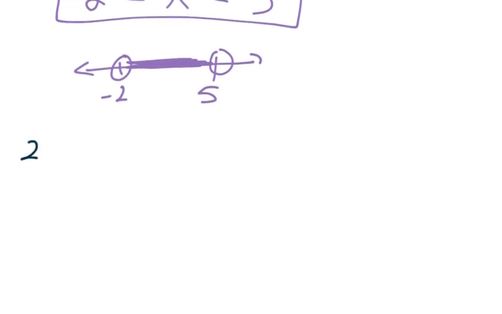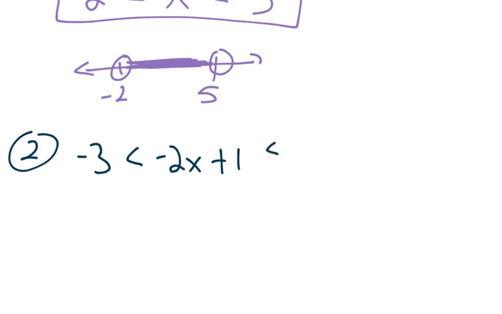Let's try another one here. Number 2. We're going to have -3 is less than -2x plus 1 is less than or equal to 9. So this is what I was talking about earlier. Rather than split this up into two separate longer inequalities, because if we cover up this stuff over here and just look at the red one, we'd have to subtract 1, then divide by -2. If we were looking at just the blue one, we'd have to subtract 1, then divide by -2. Well, rather than do each one twice, we can do them at the same time.